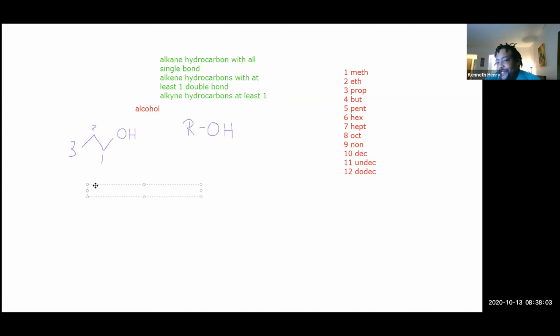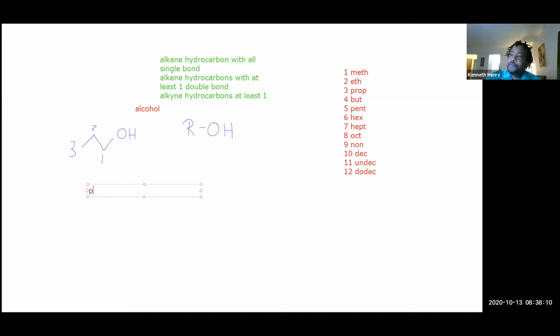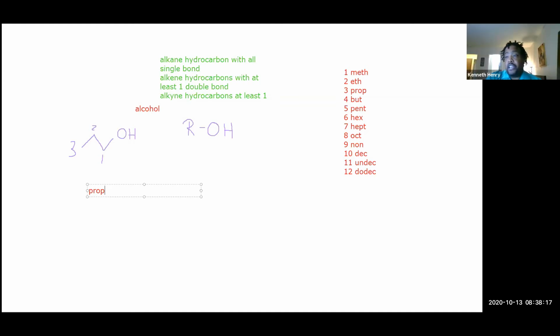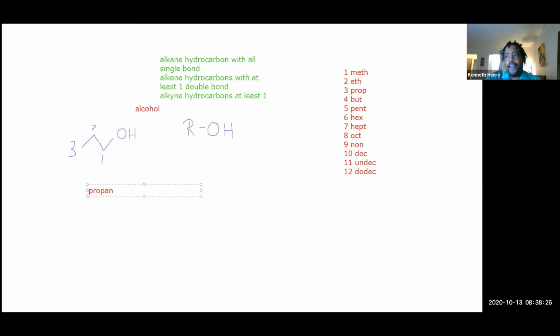How many carbons? 3 carbons. Okay, so then prop. And then I have no clue what the OH is going to add. So it's prop. And then do you see any double bonds there? No. They're all single bonds. So then AN. And then the alcohol adds an OL. Propanol. You've heard of propanol before, right?